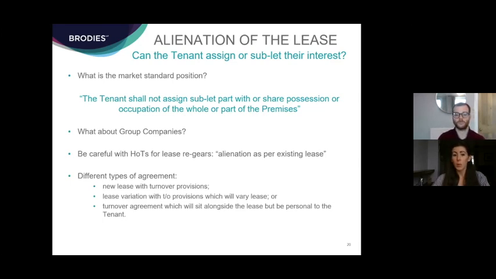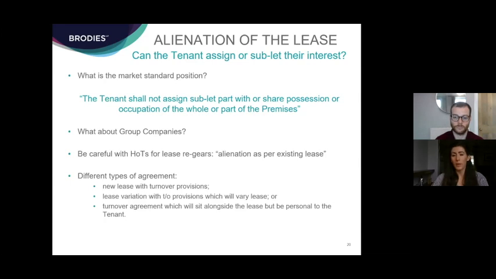So for tenants, we want to make sure that the turnover agreement would apply to the tenant or a group company, and this just gives them some flexibility with any restructuring that might take place or how they operate the business from that store. And there are different types of turnover agreement as well.